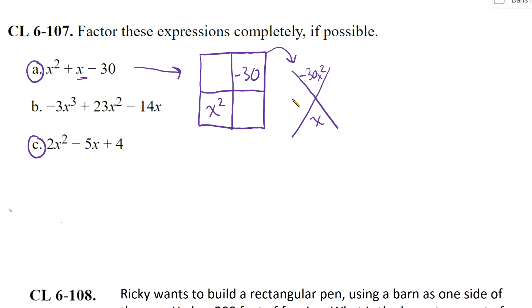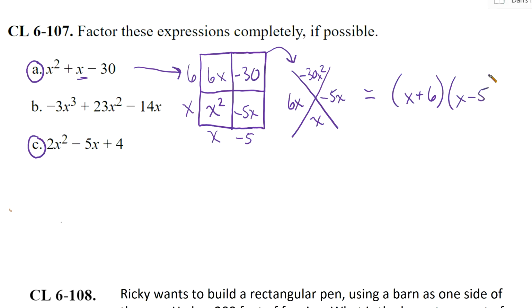So the two numbers that multiply to negative 30 would be a 6x and a negative 5x. They multiply to negative 30x squared and add to x. Put those there. Now we know that the two things that multiply to x squared are x times x. X times negative 5 gives me a negative 5x. X times 6 gives me 6x. So my final factoring: x plus 6 times x minus 5.